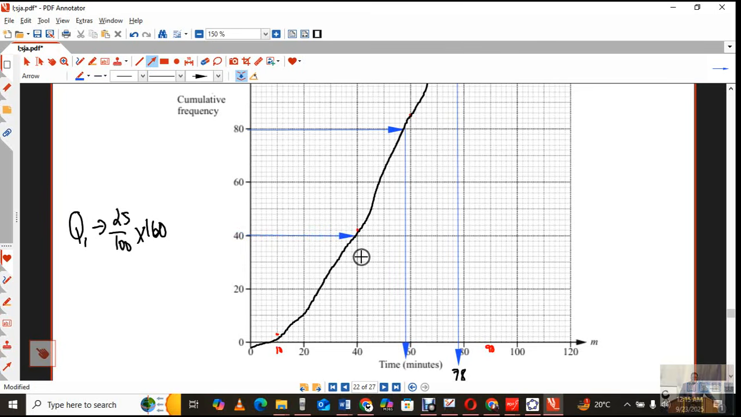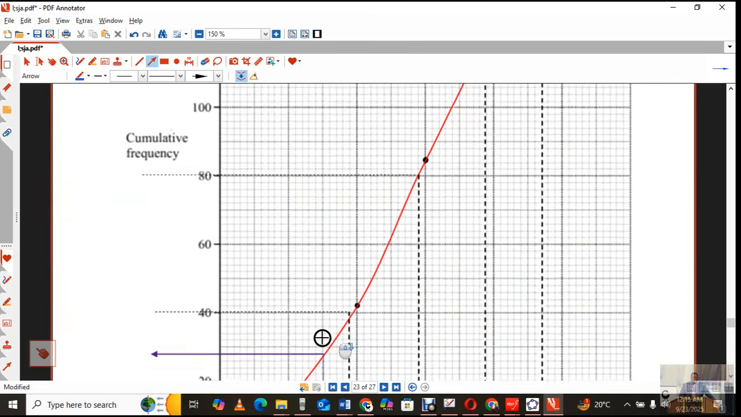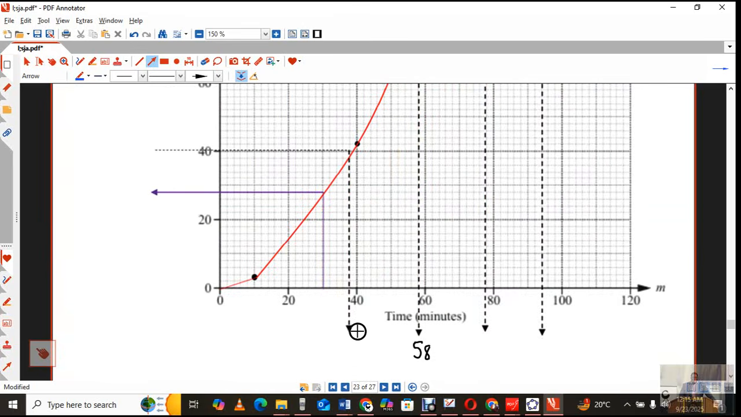And I'll read down. Okay. It might be slightly out, but let's suppose I get it somewhere there. Let's say for argument's purposes, because I've done it already on this one, I have calculated it, about 38. Can you see? So I also have 38 minutes. I have here 78. So this is my Q3.